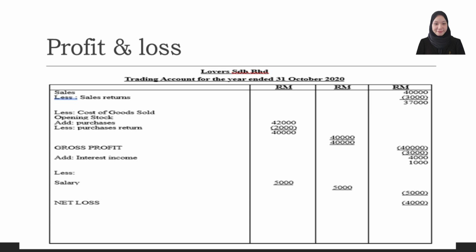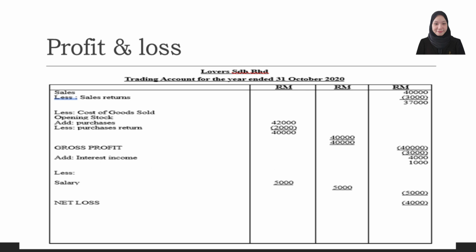Okay, next I will be presenting the trading account for our company, which provides a comprehensive overview of our sales, cost, and profitability. Let's begin with the sales section. Our total sales amount to 40,000. However, we need to account for sales return which amount to 3,000, resulting in a net sales figure of 37,000.